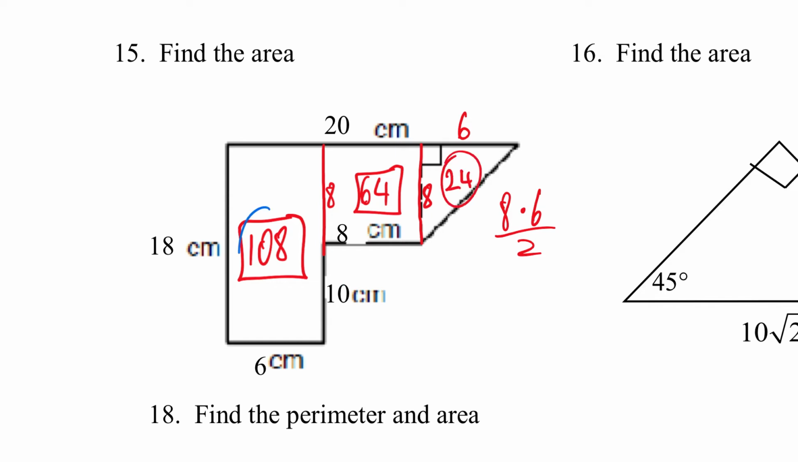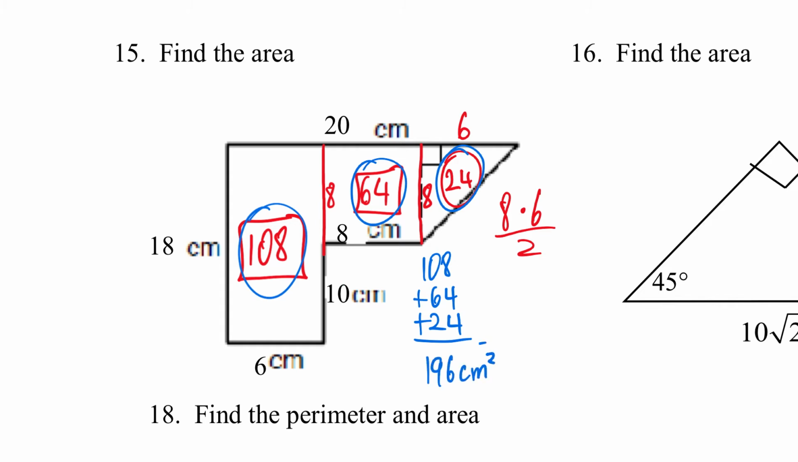So now to find the area, we're going to add all 3 of these up. So 108 plus 64 plus 24. What does that give you? 196 square centimeters.